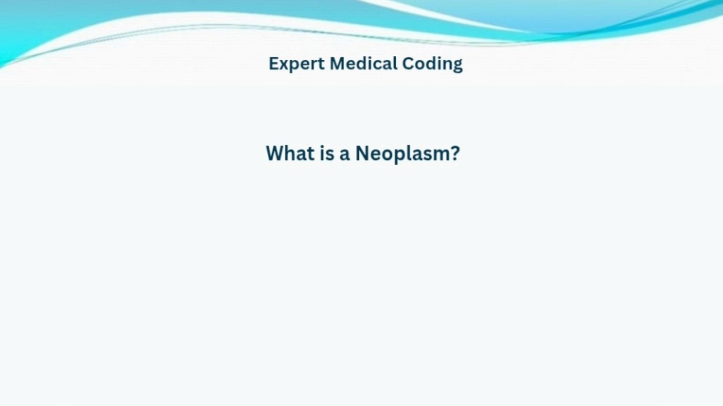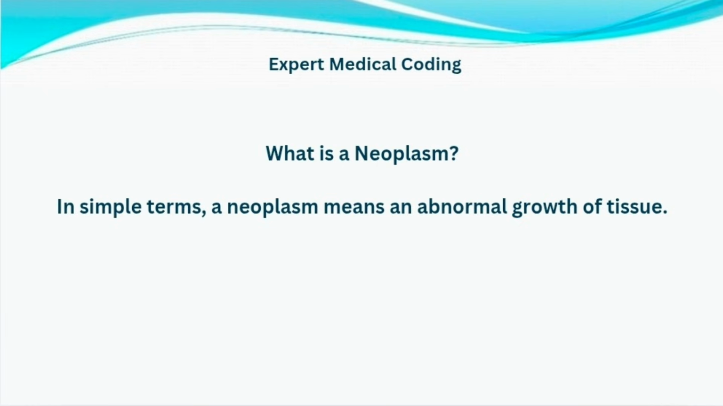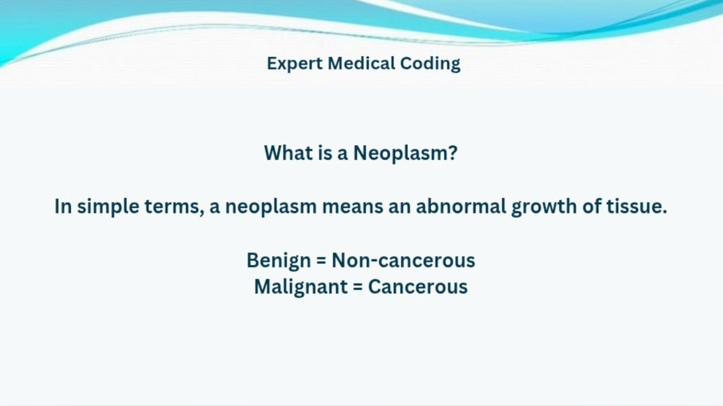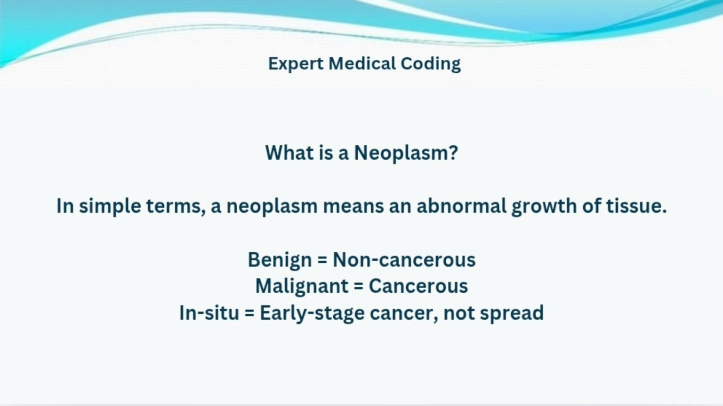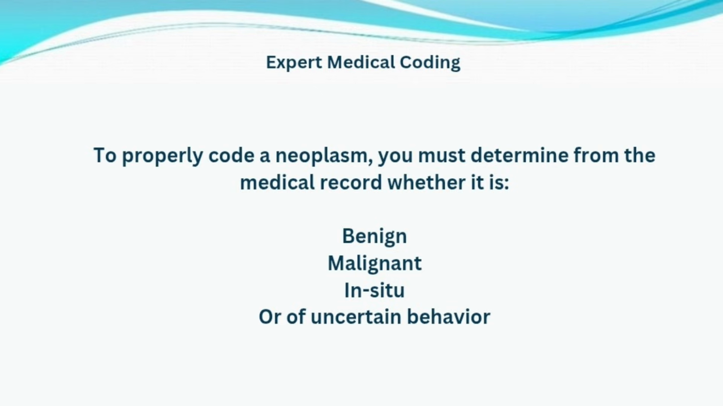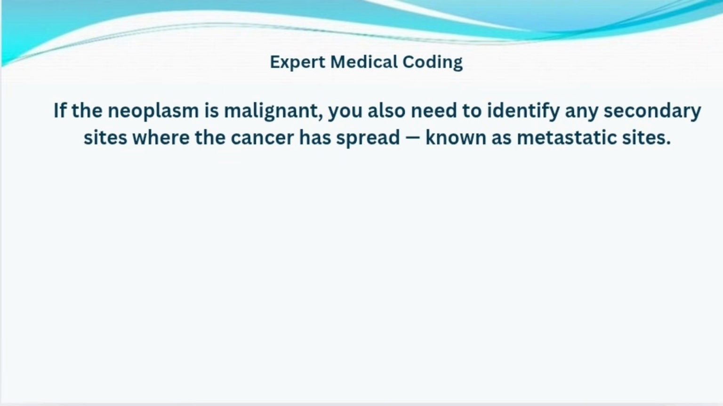Let us start with what is a neoplasm. In simple terms, a neoplasm means an abnormal growth of tissue. Benign means non-cancerous, malignant means cancerous, in situ means early stage of cancer, not spread. Uncertain behavior means the doctor is not sure yet if it is benign or malignant. To properly code a neoplasm, you must determine from the medical record whether it is benign, malignant, in situ, or of uncertain behavior. If the neoplasm is malignant, you also need to identify any secondary sites where the cancer has spread, known as metastatic sites.